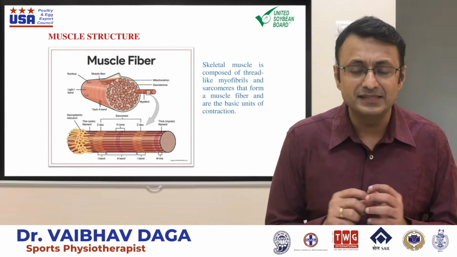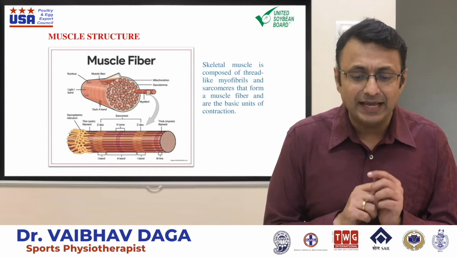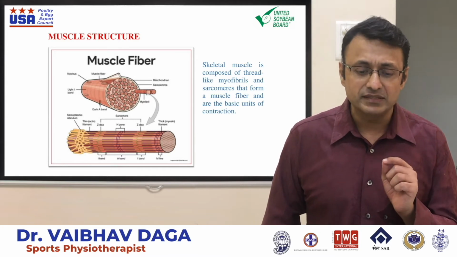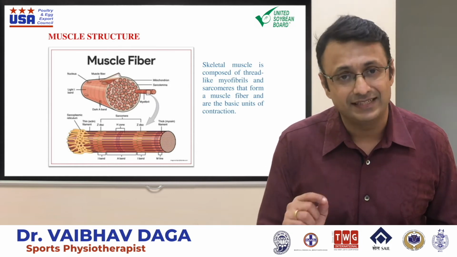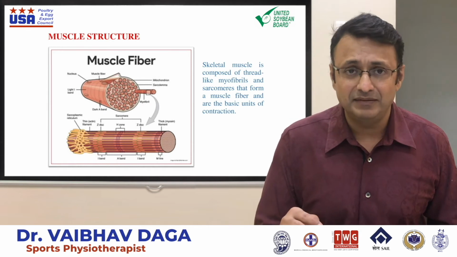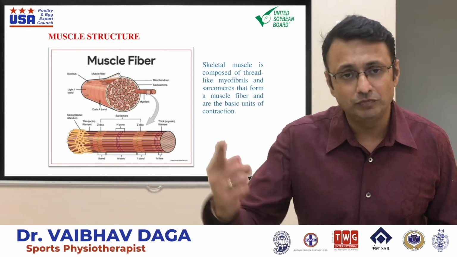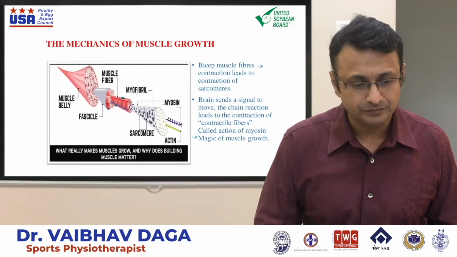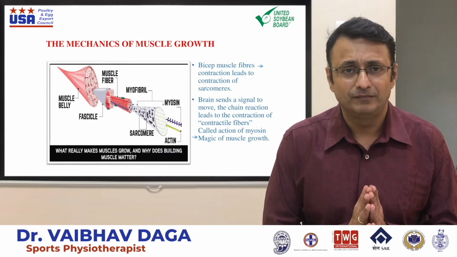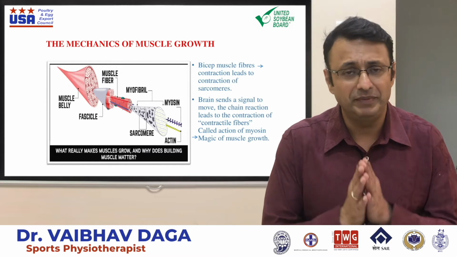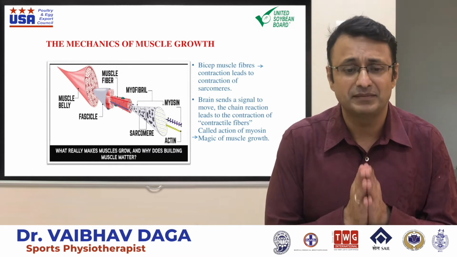So, skeletal muscle is composed of these thread-like myofibrils and sarcomeres that form a muscle fiber and are basic units of contraction, as I said. And the contraction basically helps to build the muscle ahead. So, muscle is meant to grow. That's for sure. You and me both agree, all of us agree that the muscles are meant to grow.